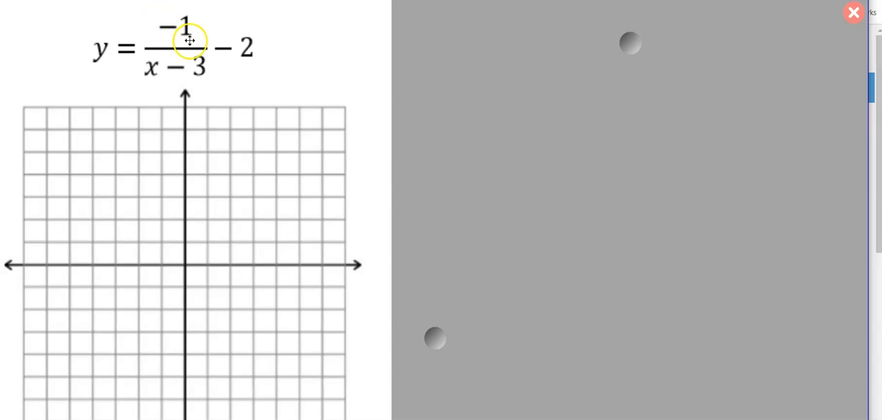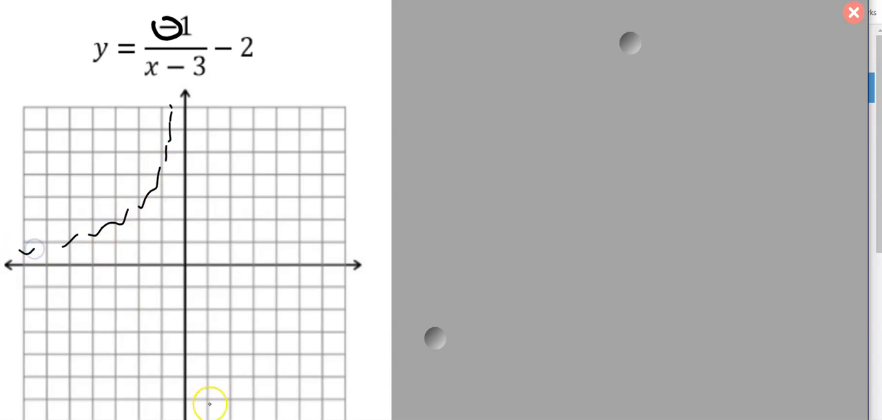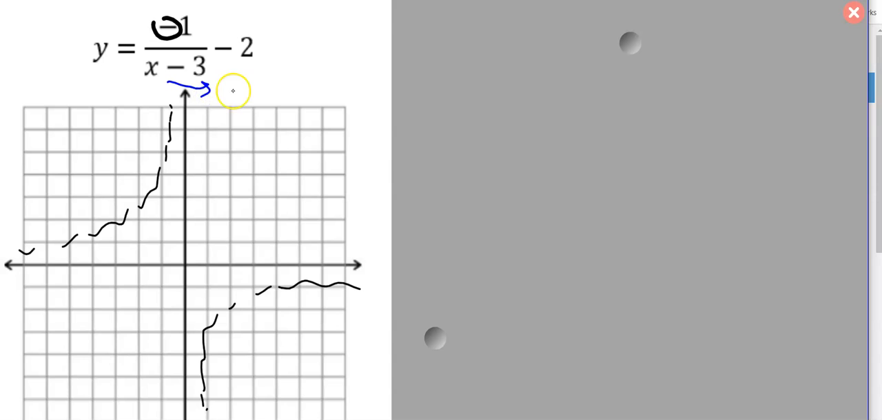So this does a number of things. If you think about the parent graph, this negative in front of the function is going to reflect it over the x-axis. So instead of being in the first and third quadrants, it's going to be in the second and fourth quadrants, something like that. And then the -3 is going to move it to the right 3. So the new vertical asymptote is going to be x equals 3, instead of x equals 0. So x equals 3.